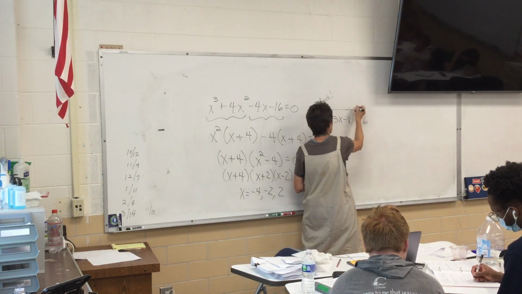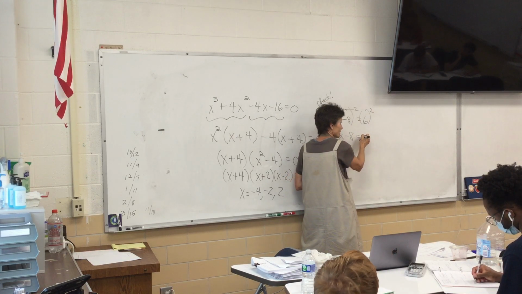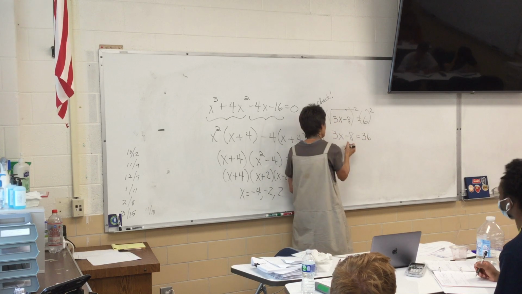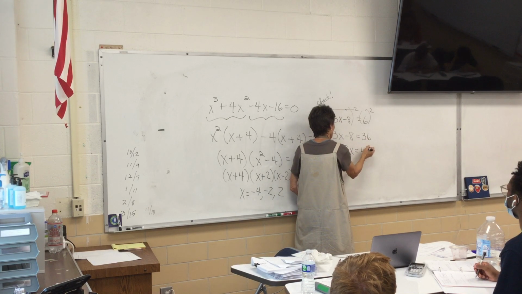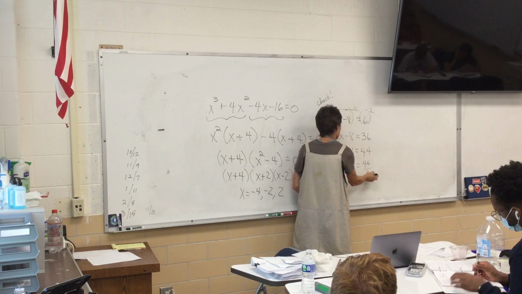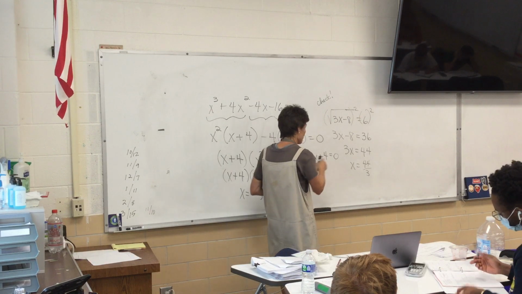All right, so here we go. Let's square. 3x minus 8 equals 36. Yeah, and then you would add the 8 over here. So 3x equals 44, and then x equals 44 thirds.